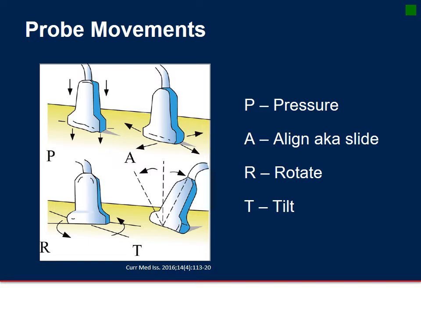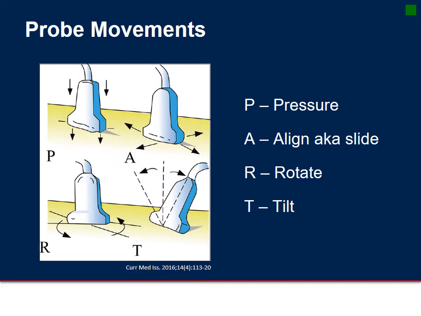Rotate is another type of movement, and that just means that you're spinning the probe. This type of movement is very important because it allows you to get the object of interest into the correct plane. And then tilt is another type of movement. Just tilting the tail of the ultrasound probe down or up allows you to fan in different directions and cut through the object of interest in different planes as well. You'll be able to play with these types of movements once you start using ultrasound, and you'll see how important they are.